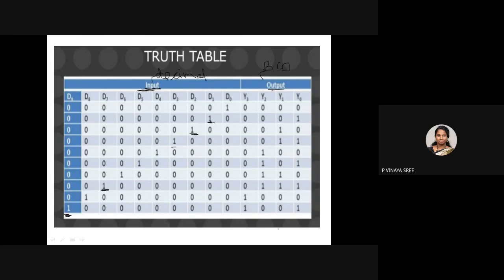Now, tell me the expression for y0. Tell me the expression for y0. I will select one roll number. You know that, right? The number of ones you need to select here: this one, this one, this one, this one, and this one. I will select the numbers.